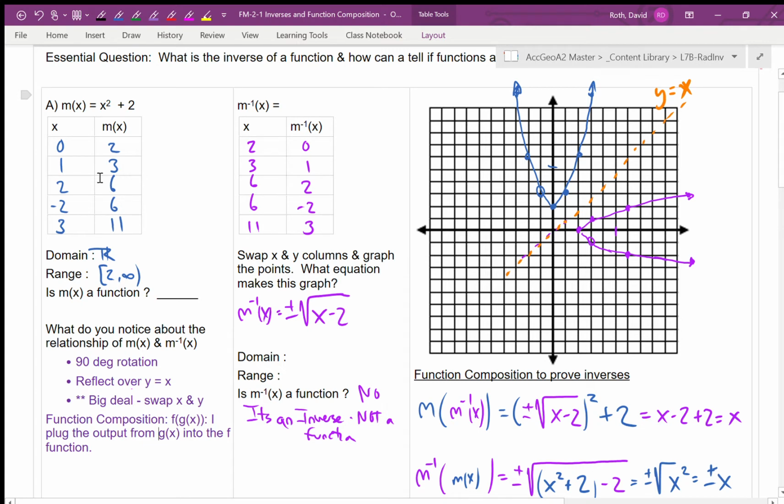It is very helpful throughout these things to use different colors. You'll see why in a sec. So, is it a function? I didn't write it on there, but indeed, yes, it is a function.